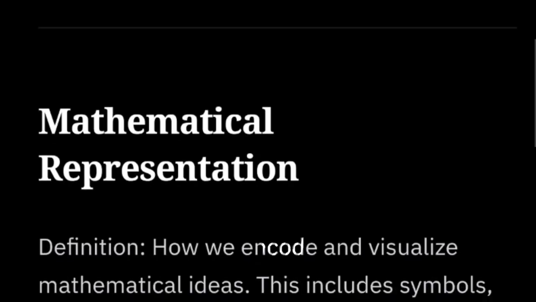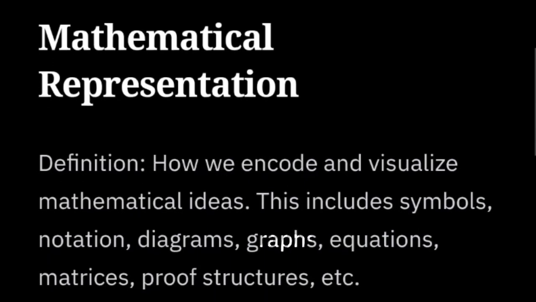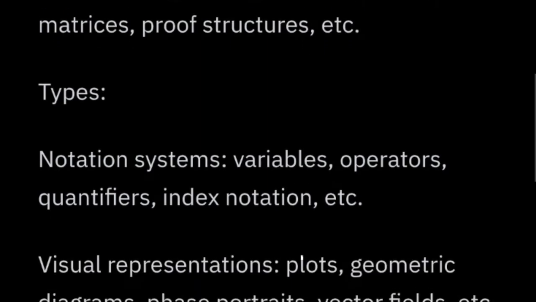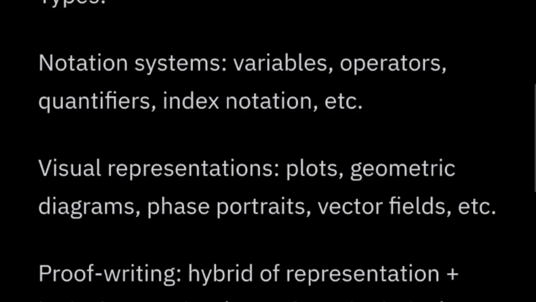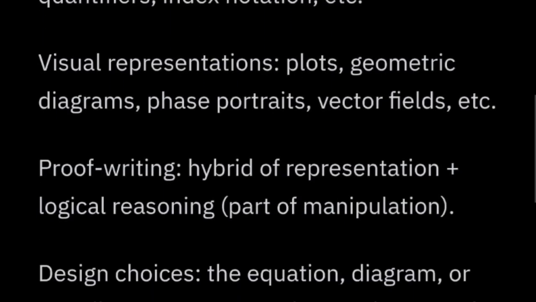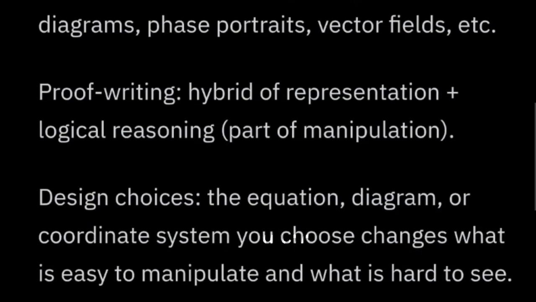2. Mathematical representation. Representation is how we encode and visualize mathematical ideas: symbols, notation, diagrams, graphs, equations, matrices, and proof structure, etc. Notation systems: variables, operators, quantifiers, index notation, etc. Visual representations: plots, geometric diagrams, phase portraits, vector fields, etc. Proof writing, a hybrid of representation and logical reasoning.